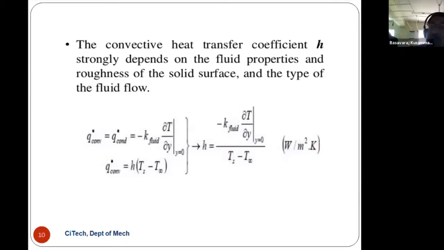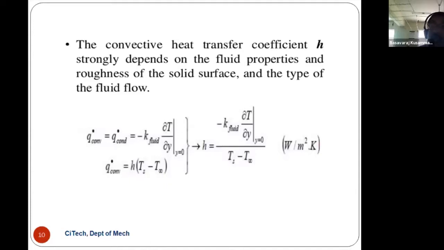Because Q is directly proportional to h. You come to know about this equation: Q is directly proportional to h. If h increases, the heat transfer rate increases. How will h depend? h will depend upon the fluid properties. What are the fluid properties? Density, viscosity, velocity, temperature and thermal conductivity of the fluid.